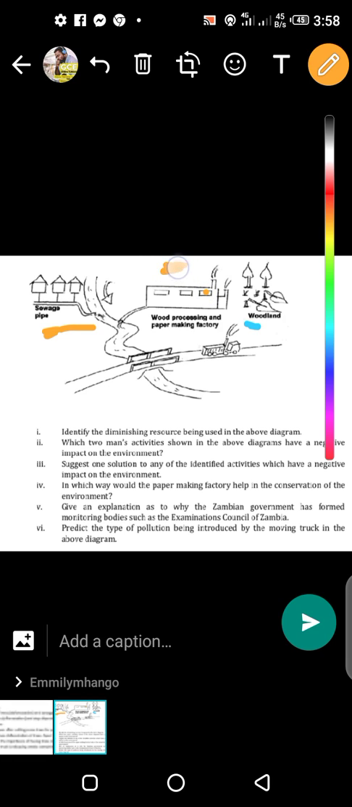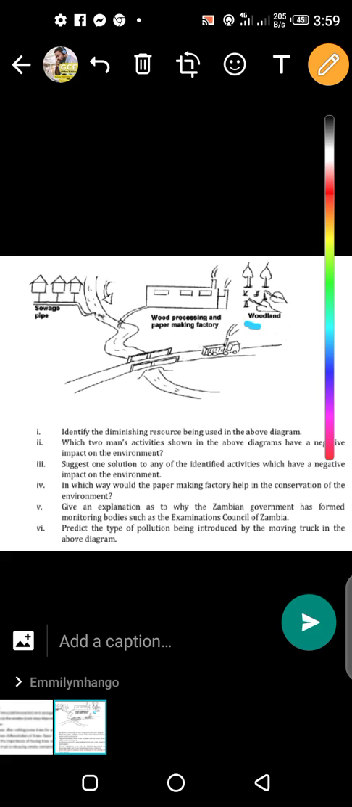And then this is a factory here. This is a factory that is used to make paper, which is why it's written wood processing and paper making factory. So let's look at the questions now, guys. Question 1 is saying identify the diminishing resource being used in the above diagram.